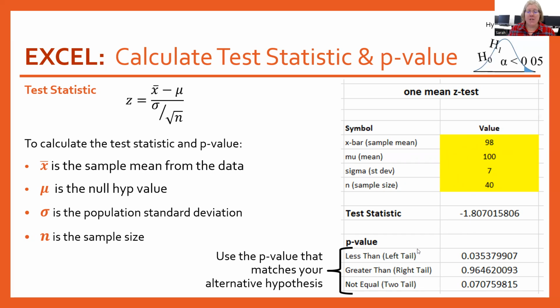So either that left tail probability, right tail, or two tail. And you just need to take the probability that matches your alternative hypothesis. So if your alternative hypothesis was less than, that's a left tail probability, you would take this 0.035 as your p-value. All right, so we'll get some practice with that in a little bit.